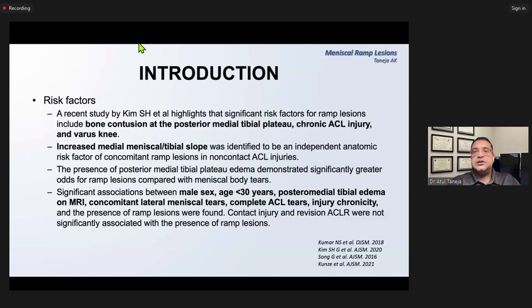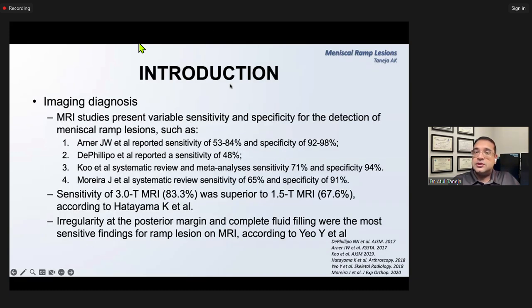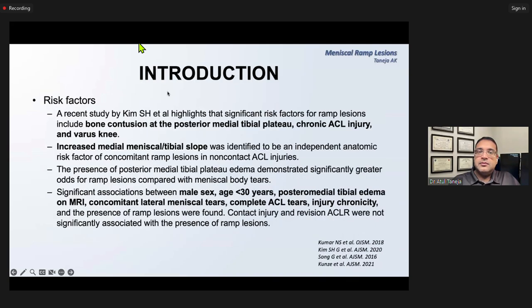So which are the risk factors for ramp lesions? There are many. Risk factors versus associated findings is a very broad topic. What has been published so far is that the presence of a bone contusion in the posterior medial tibial plateau, chronic ACL injury, and varus knee are very important risk factors. Additionally, increased medial meniscal and tibial slope, meaning increased angulation of the tibial slope, is also identified as a risk factor.